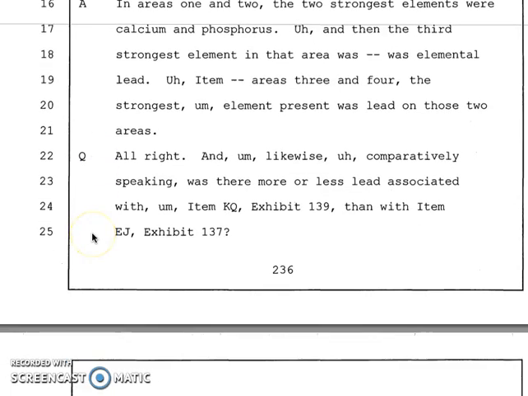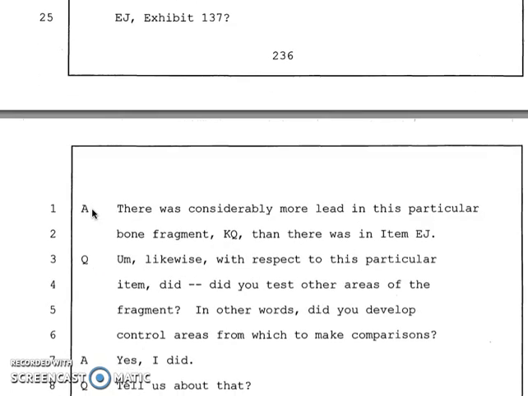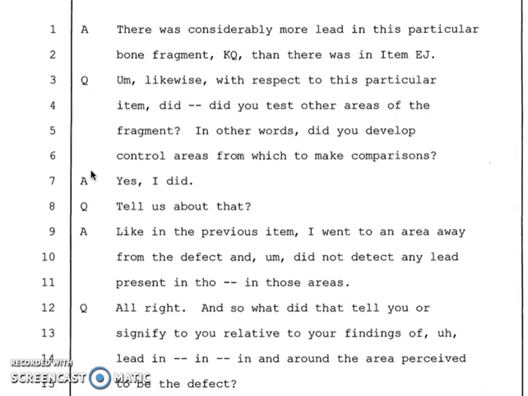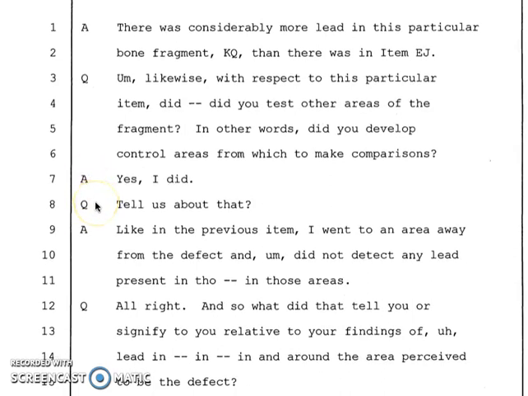All right, and likewise, comparatively speaking, was there more or less lead associated with item KQ, Exhibit 139, than with item EJ, Exhibit 137? There was considerably more lead in this particular bone fragment, KQ, than there was in item EJ. Likewise, with respect to this particular item, did you test other areas of the fragment? In other words, did you develop control areas from which to make comparisons? Yes, I did.